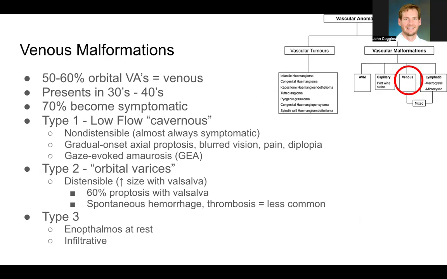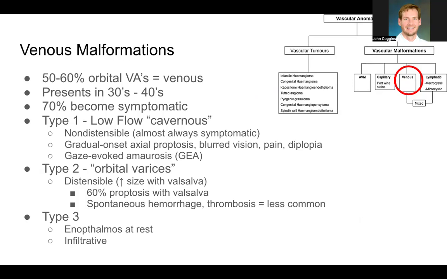The main feature of these is that they're non-distensible, which means that if you were to Valsalva or try to put extra pressure in your eye, they would not increase in size. Because of this, they're almost always symptomatic. Those symptoms typically are gradual onset axial proptosis, blurred vision, pain, diplopia, and then they can have gaze-evoked amaurosis, meaning that they lose vision when they look in a certain direction.